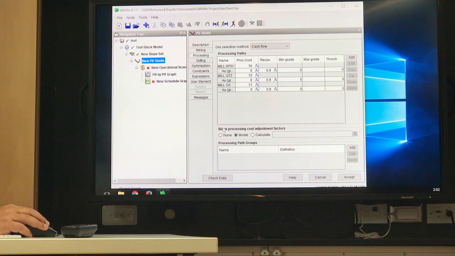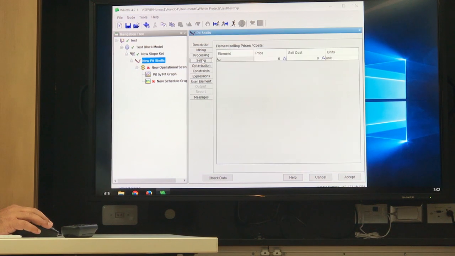Again, similar to the mining costs, you could have cost adjustment factors for processing if you have more information for the processing of each one of those rock types, or based on the deleterious elements. You could also assign them here if they already exist in your block model. If you already have them in your block model, you would do it here.